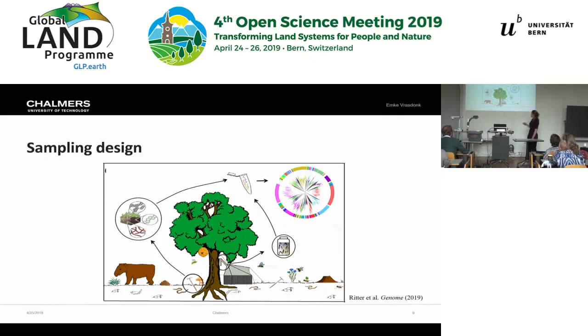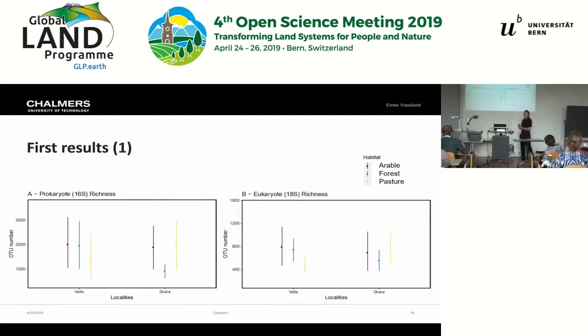Now, this is really ongoing work, a work in progress. We're right in the middle of the data analysis, but I just wanted to show you some results. This is the number of operational taxonomic units by location and habitat. And just to have an idea about the numbers we're looking at, for prokaryotic richness, so that's bacteria, for example, we find around 1,000 to 3,000 operational taxonomic units per sample. And for eukaryotes, which are the animals, the plants, fungi, we find around 400 to 1,200 operational taxonomic units per plot, per sample.